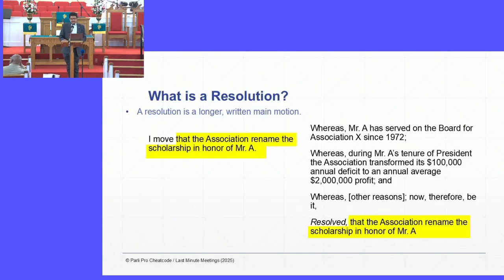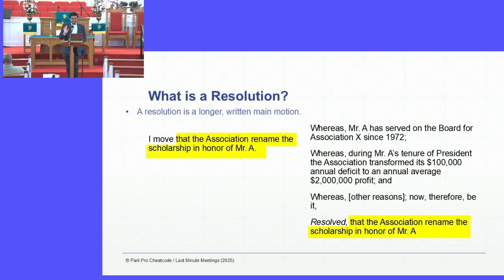Also, you'll see some groups that do policy advocacy have resolutions, because they'll put their research and background in it: whereas this and whereas that, therefore be it resolved that we stand opposed to the meals tax or whatever. They might have the reasons on there for policy persuasion purposes.